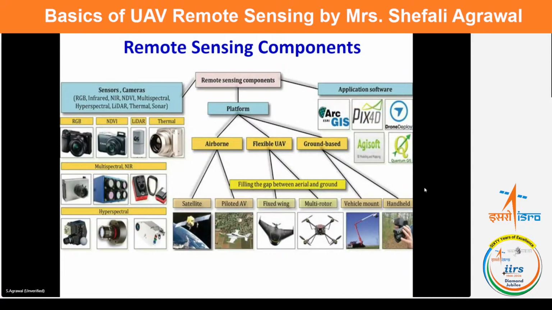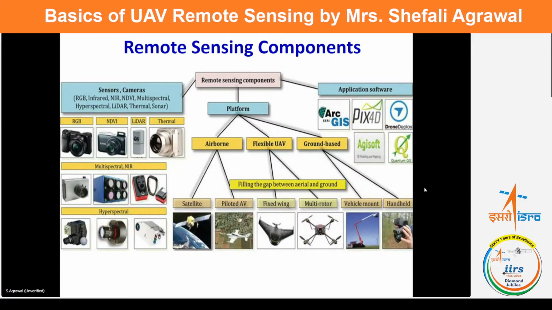Then we have the ground-based platforms, which have the highest resolution, and the coverage is very small, but they give you very detailed information about the object. But they have the limitation that you can't collect data at larger scales. You have coverage in a very small area. These data sets are used for calibration and validation of both air-based and space-based observations.